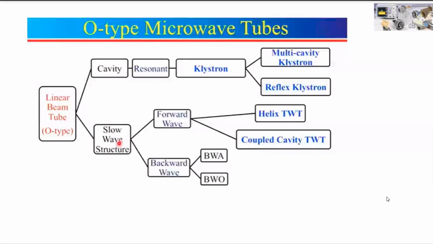Okay, so slow wave structures are of two types, depending upon the movement of electrons in the tube. What is that? Forward wave and backward wave. Again, forward wave is divided into two parts: helix traveling wave tube, TWT, which is nothing but traveling wave tube, and coupled cavity, which moves forward through coupling phenomena. In the case of backward wave, we again have two types of devices: backward wave amplifier and backward wave oscillator. Same thing in the cavity type, resonant: we have klystron, multi-cavity klystron and reflex klystron. Basically, multi-cavity klystron is your amplifier. Reflex klystron is basically your oscillator.